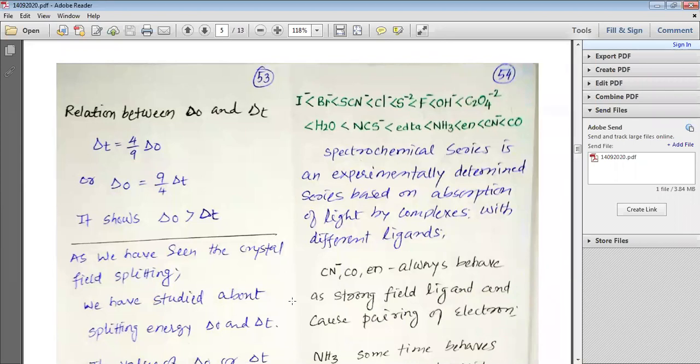In the same way, my dear students, we can understand the relation between the octahedral and tetrahedral splitting. We can write the equation as delta T is equal to 4 by 9 delta O, or we can say that delta O is equal to 9 by 4 delta T. And this is how we can understand one more fact, that the octahedral splitting is bigger than the tetrahedral splitting, and this is how we conclude the relationship between the octahedral and tetrahedral splitting.